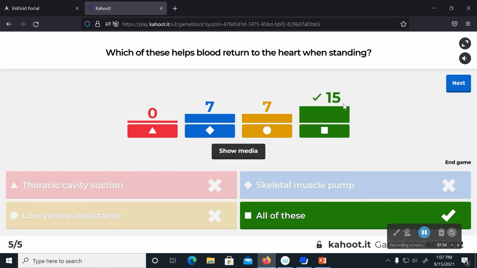The nice thing about low or zero resistance pathways is they don't require very much pressure difference to make blood flow, right? So because veins are large and very smooth-walled, it's very easy for blood to flow through veins. So we have low resistance and therefore greater flow. The one I just realized I didn't talk about was thoracic cavity suction.